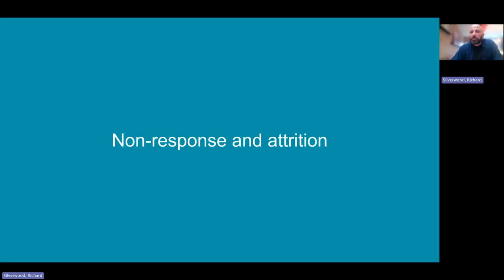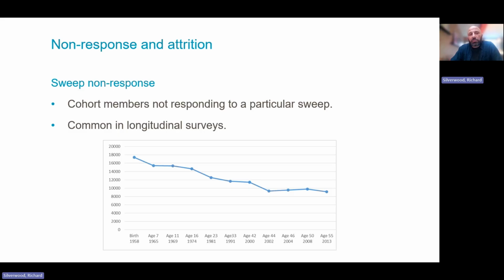I've realized that I'm likely to go over, so quickly going through the next couple of sections on non-response and attrition, first of all. So there's a couple of different types of non-response that you might want to consider when you're using these data. The first is sweep level non-response. So this is cohort members who we know are in the study, but don't respond at all at a particular sweep. And that might be because we've lost contact with them. There might be a permanent refusal. It might just be because they've refused at this particular sweep to participate.